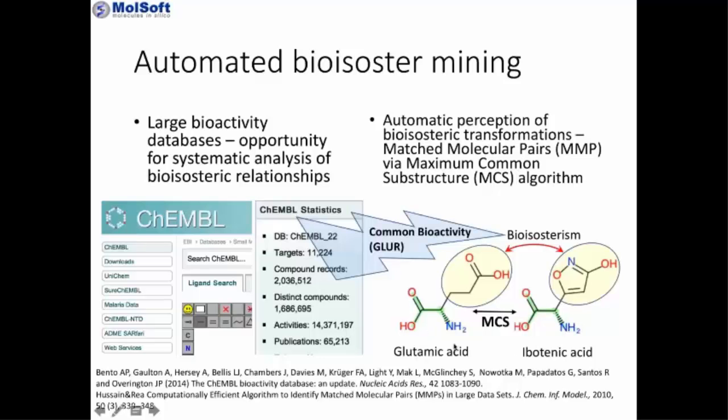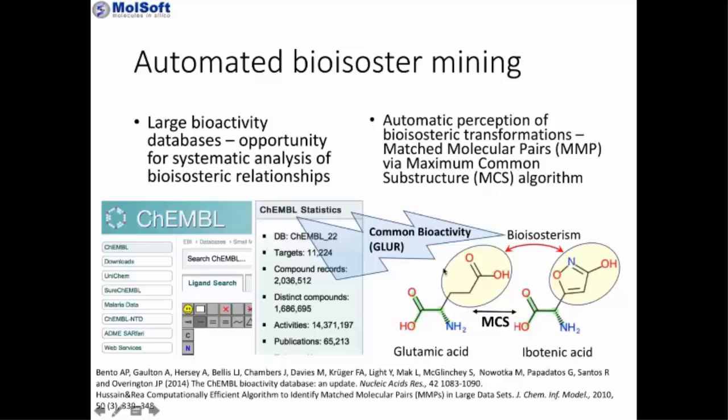Well, let's just look at an example of a couple of compounds, let's say glutamic acid and ibotenic acid. If you apply the MCS algorithm, it will tell you the fairly obvious thing that there is this pair of identical portions in this molecule, the alpha amino acid scaffold, and then there is a piece that is different. It's kind of obvious, but the great thing about the MCS algorithm is it can do it very quickly over a huge number of molecules.